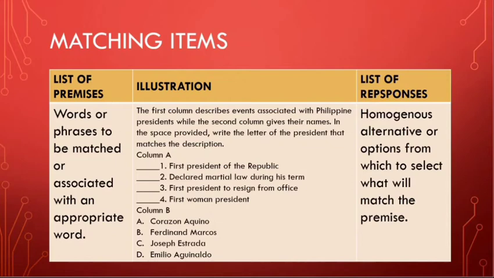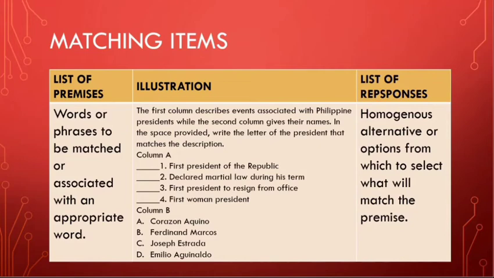The first column describes events associated with Philippine presidents, while the second column gives their names. In the space provided, that's the direction. Write the letter of the president that matches the description. Okay, you have 1 to 4 and then A to D. So the list of responses here could be homogeneous alternatives or options from which to select what will match the premise written in column A.